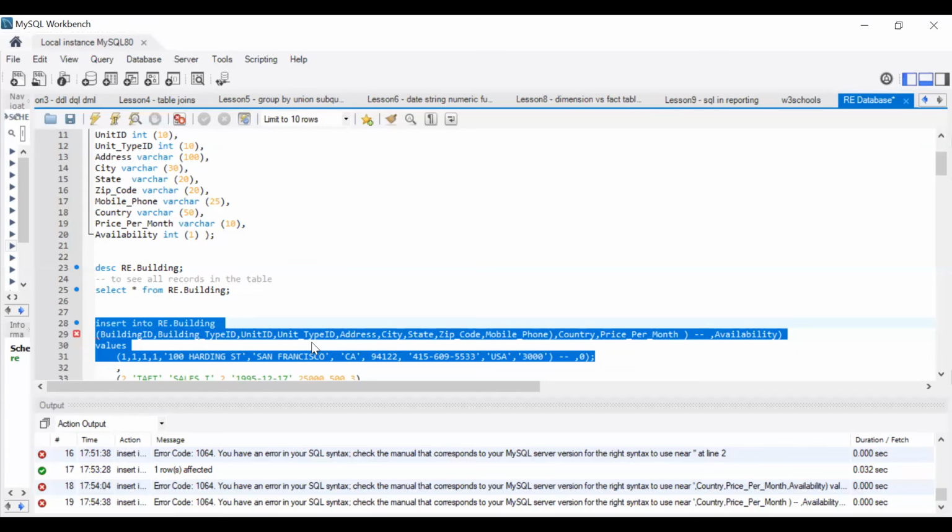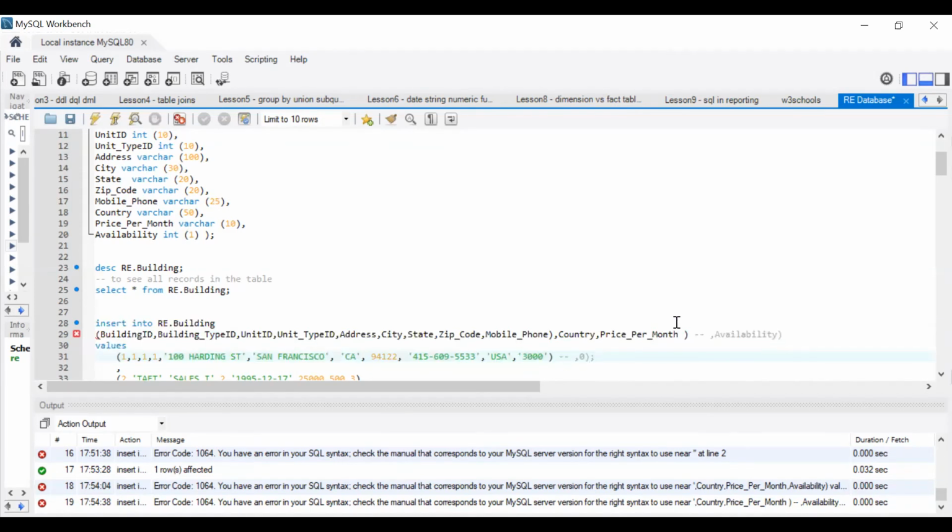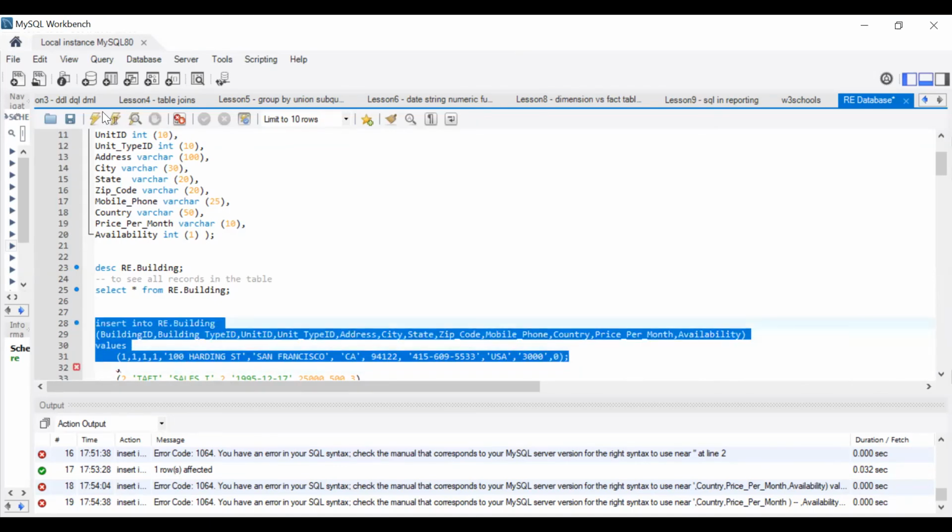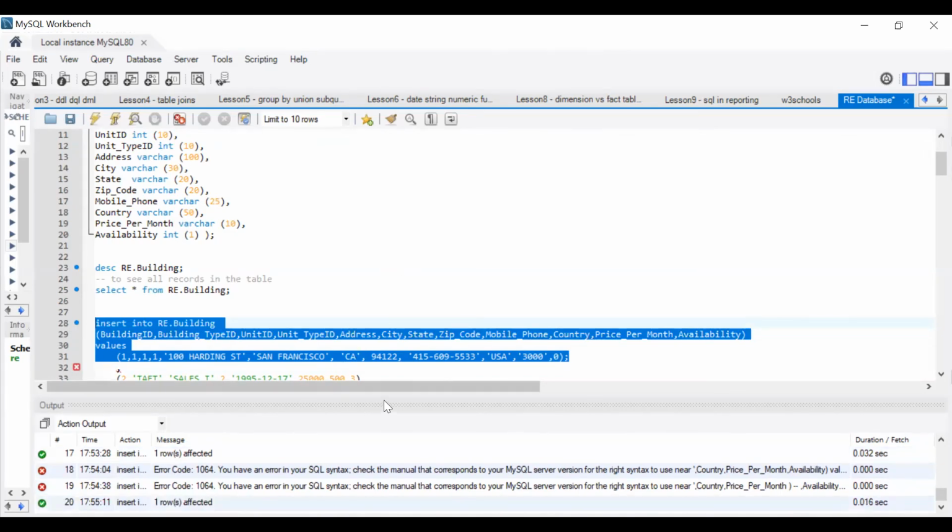So the price per month is probably the issue. It's a price per month. Oh, wait, here we go. Of course, it would never work. I didn't remove the bracket. Let me try all brackets removed. Okay, finally, we inserted it.